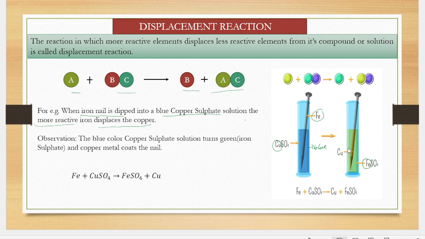Now, what we'll observe in this experiment is that the blue copper sulfate solution will turn green, which is iron sulfate, and copper metal coats the nail. On the nail, a coating of copper metal will be left behind. So this is the chemical equation. Iron is a solid substance. Copper sulfate solution is aqueous. FeSO4, iron sulfate, is also aqueous. Copper, Cu, is a solid substance.